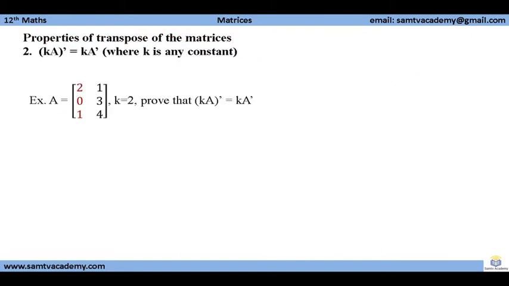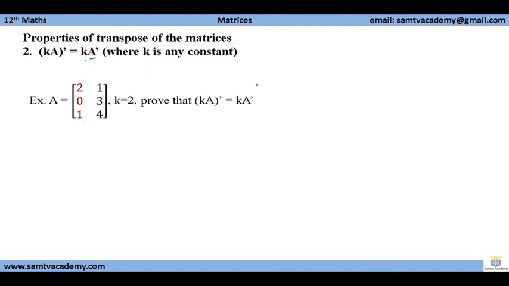So next property, what is the next property? The second property says that if we multiply a constant k, where k is any constant, with matrix A, and then take its transpose, that will be equal to taking the matrix transpose first and then multiplying k with it. Both are the same.